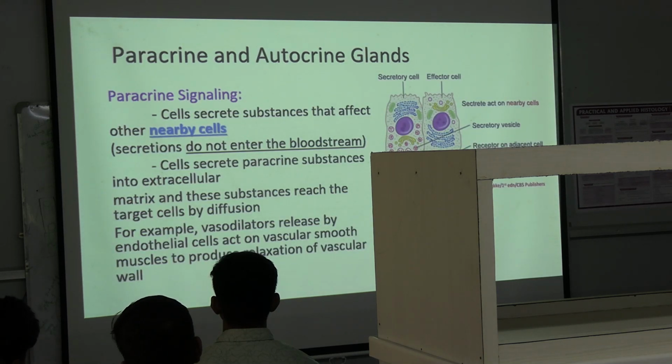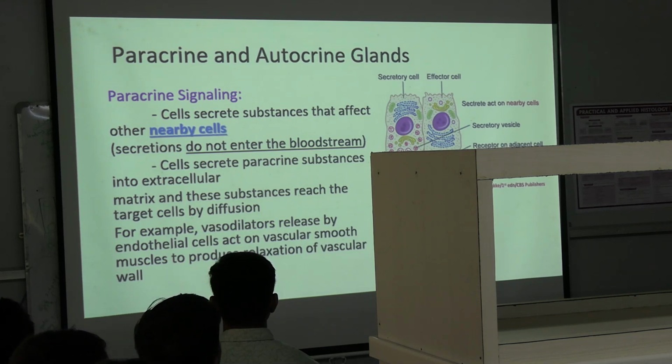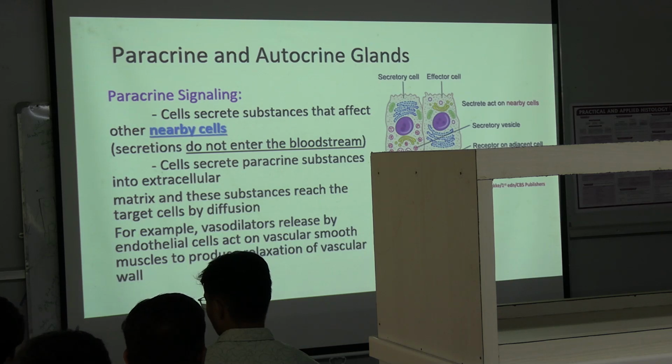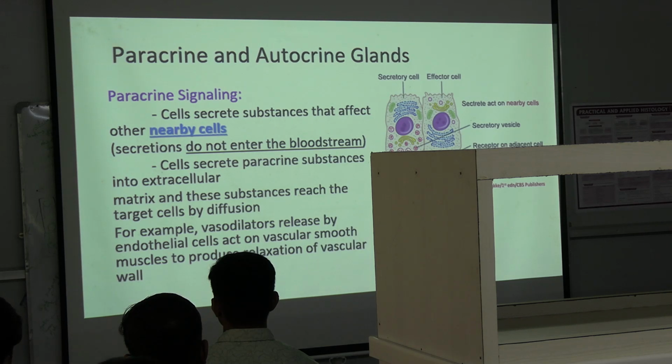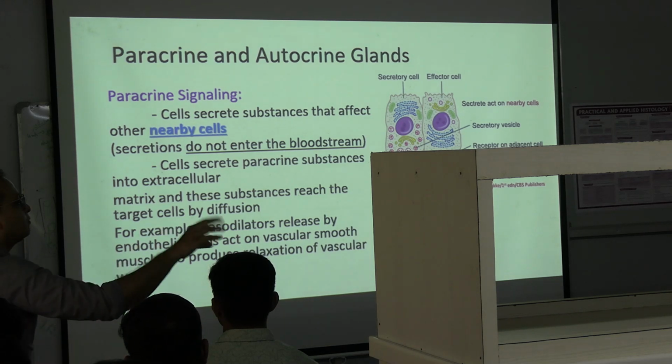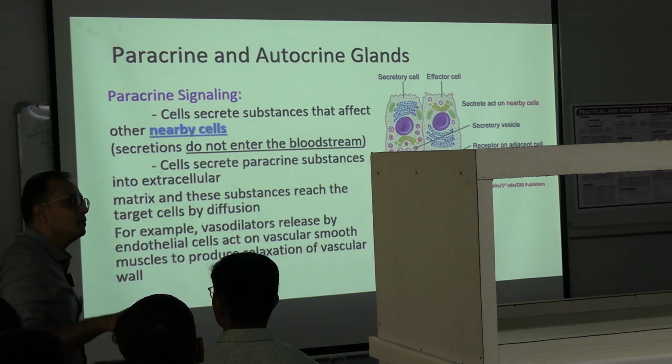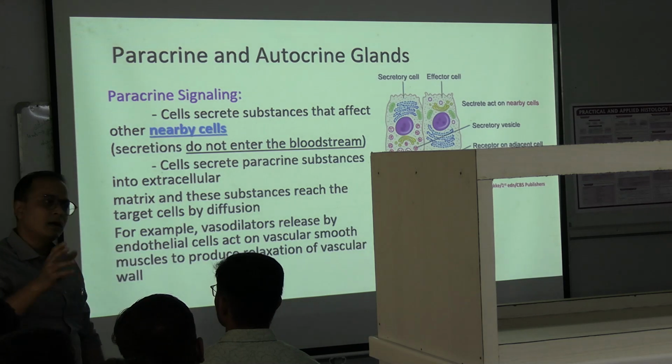These are other types of cells that you are well familiar with, paracrine and autocrine cells and signaling. Paracrine means they are producing the substances, but they are working on the neighbor cells. But this substance is not liberated into the bloodstream. They are going into the intercellular substance. That means between the cells they are pouring the secretions, and within this neighborhood they are being utilized.